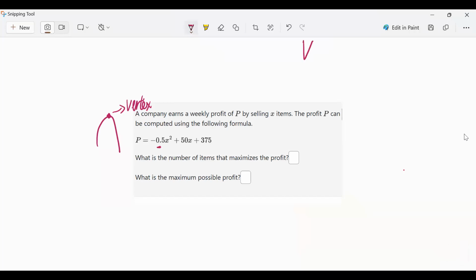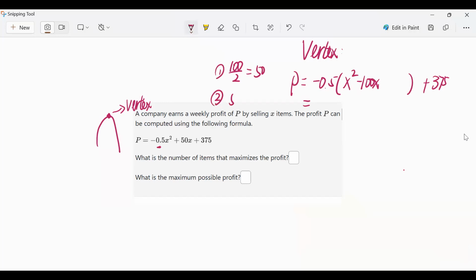So again, we need to complete the square. First of all, we need to factor out minus 0.5. Then we get x squared minus 100x, adding 375. To find the perfect number, 100 divided by 2 gives 50. After that, squaring 50 gives 2500. That means you add 2500 minus 2500 inside the parentheses.